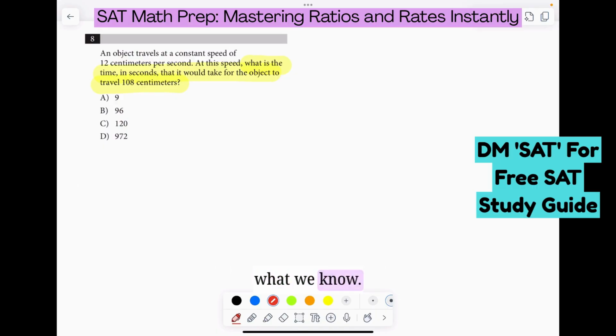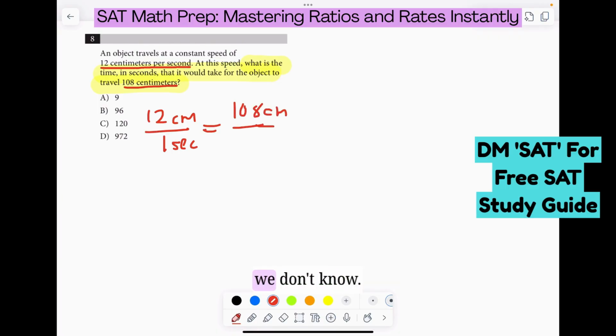Next, I'm going to highlight what we know. So the speed is 12 centimeters per second. And the object is traveling in total 108 centimeters. So the best way to solve this is to set up a proportion. So we know 12 centimeters for 1 second is equal to 108 centimeters for however many seconds we don't know.